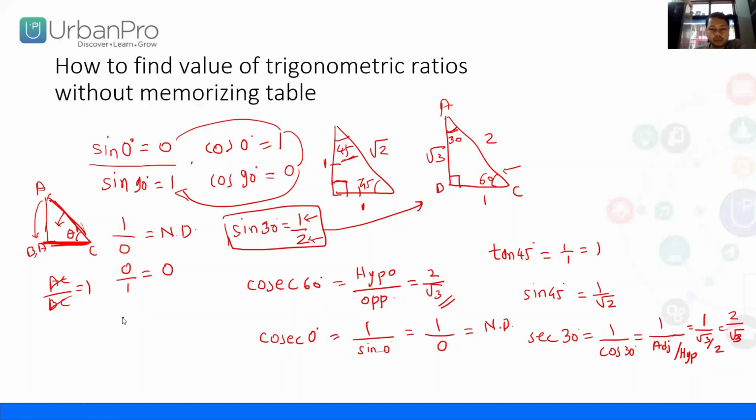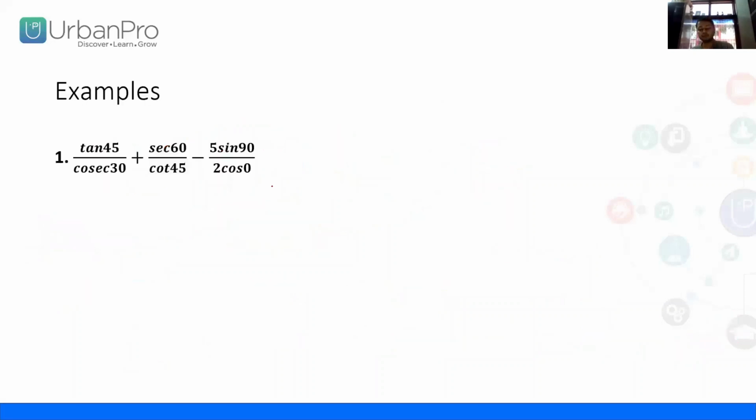I will show you one more example. Suppose we have to find tan 30°. The formula for tan is opposite by adjacent. So the opposite of 30 is 1 and adjacent is root 3. So this is a very useful trick you can use. With the help of this we will solve one sum over here.